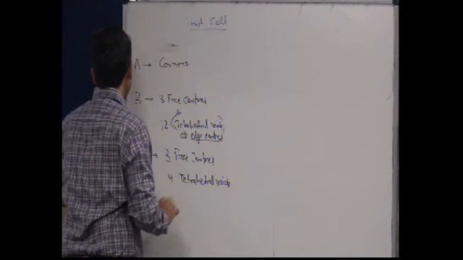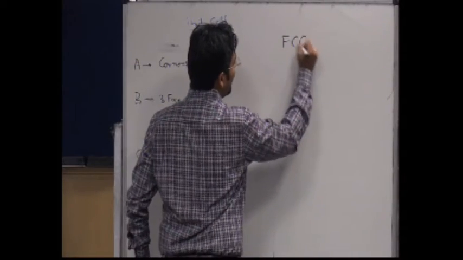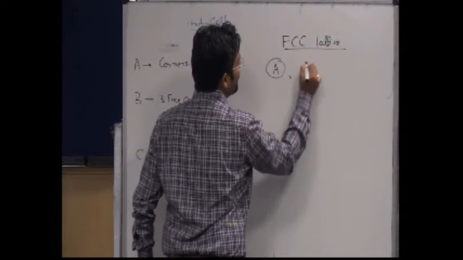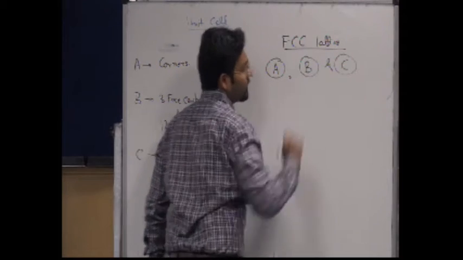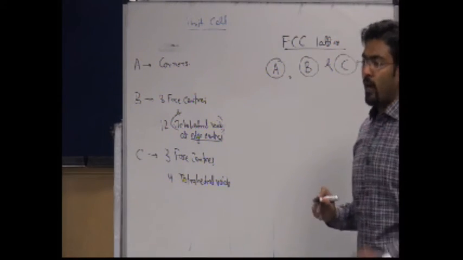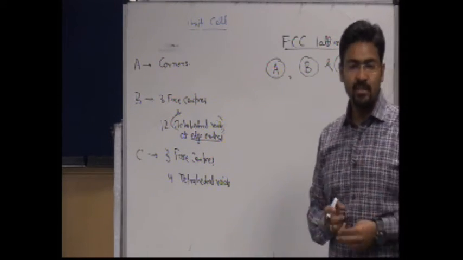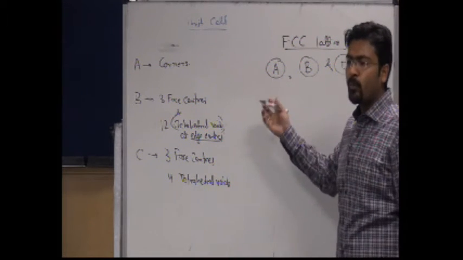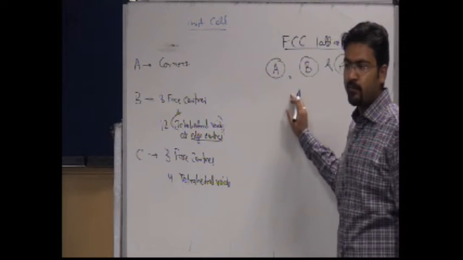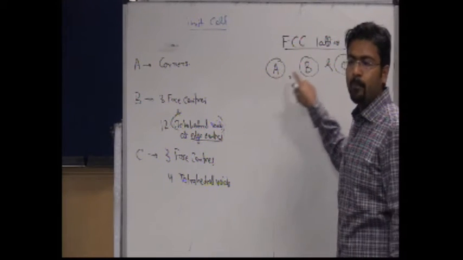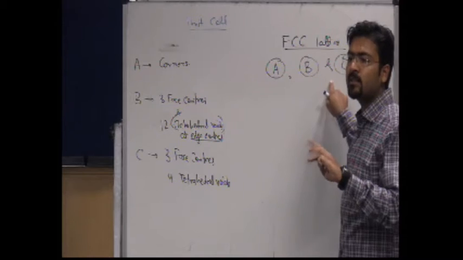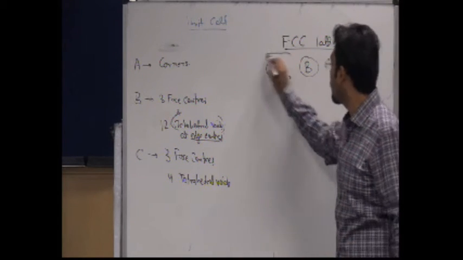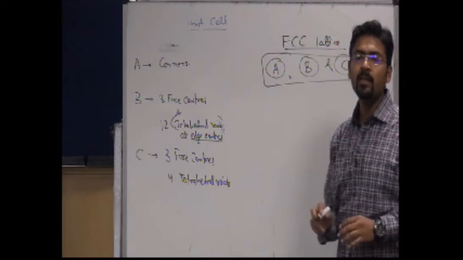So what exactly I have is an FCC lattice which is formed by atoms A, B and C. It is not an ideal FCC, it's a pseudo FCC or FCC-like lattice. Why is it pseudo? Because not all the particles forming the FCC are the same. A is at the corners, B is at 3 face centers, and C is present at the other 3 face centers. So B and C are forming the face centers and A is forming the corners. This is forming the FCC lattice.